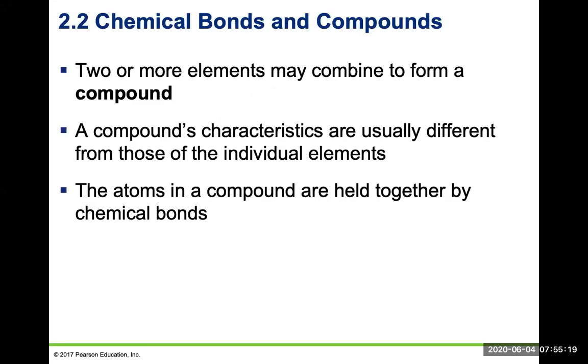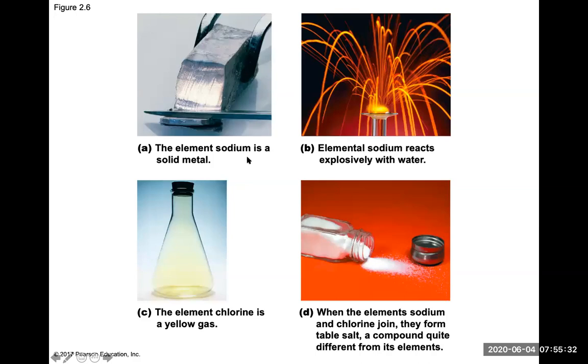All right, 2 or more elements may combine to form a compound, and a compound is usually different from the individual elements. The atoms in a compound are held together by what we call chemical bonds. The element sodium is a solid metal, and sodium reacts explosively with water. The element chlorine is a yellow gas, but when the elements sodium and chlorine combine, they form table salt, sodium chloride, NaCl, a compound quite different from its elements. So compounds, when they are combined together in chemical bonds, can be something completely different than the elemental components.